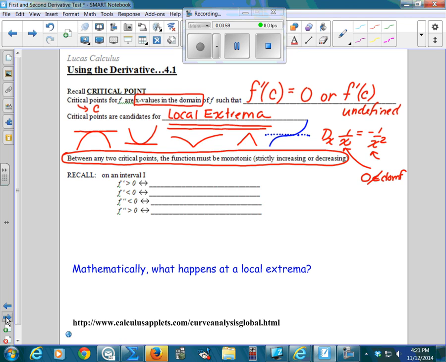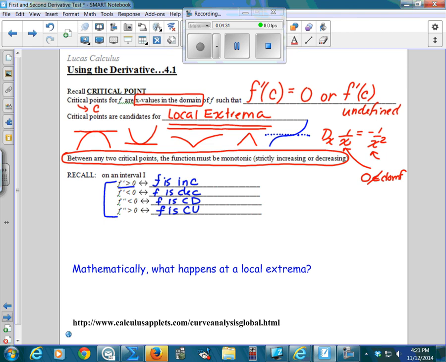So, just a reminder of the derivative signs. We know that if f prime is greater than 0, we know f is increasing. If f prime is less than 0, f is decreasing. If the second derivative is less than 0, we know f is concave down, and if the second derivative is greater than 0, we know f is concave up.